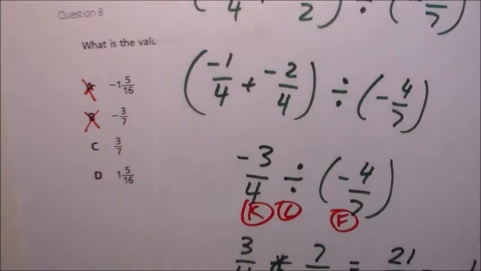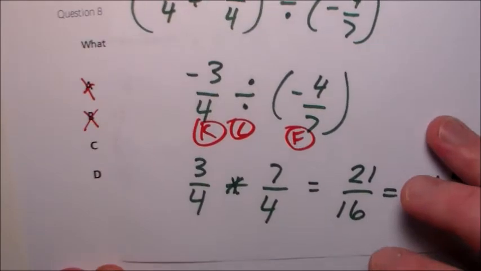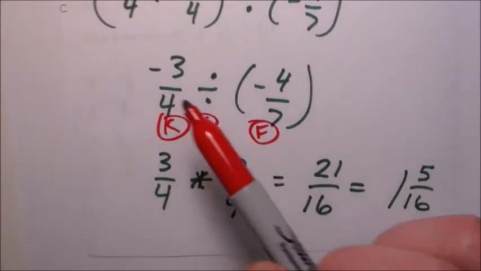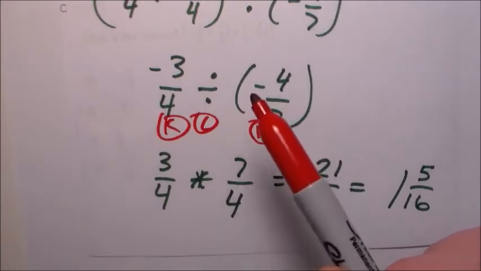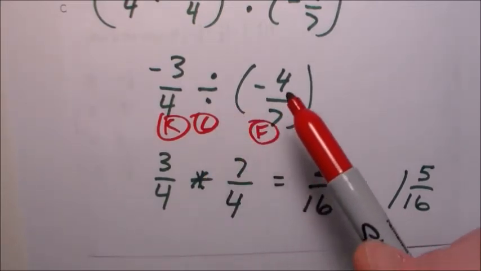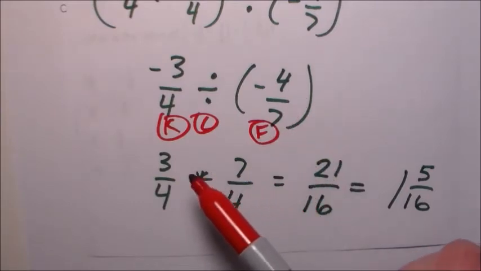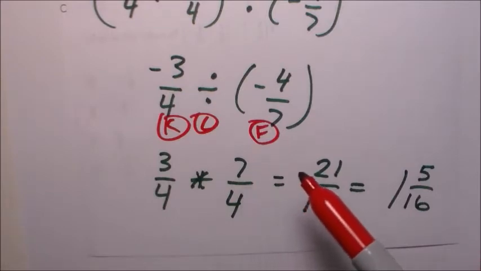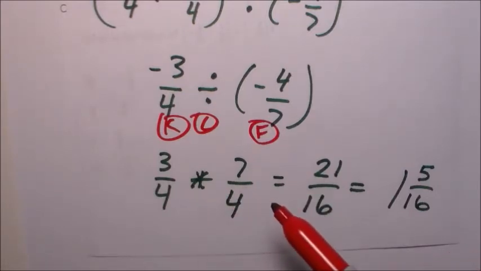Just like 6th grade, we're going to keep, change, and flip. We're going to keep 3/4 is 3/4. I got rid of the negative sign because we know our answer is going to be positive. Change division to multiplication and flip 4/7 into 7/4. Multiply through, we have 3 times 7 is 21. 4 times 4 is 16.